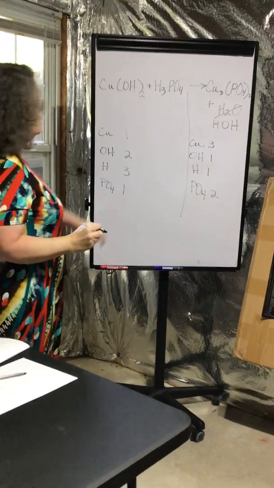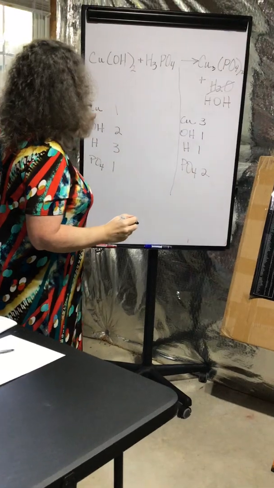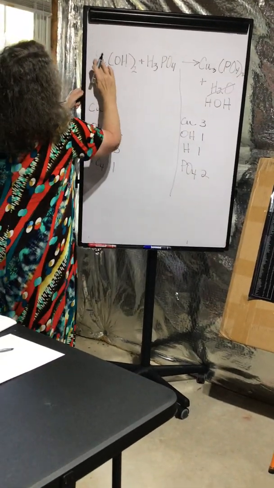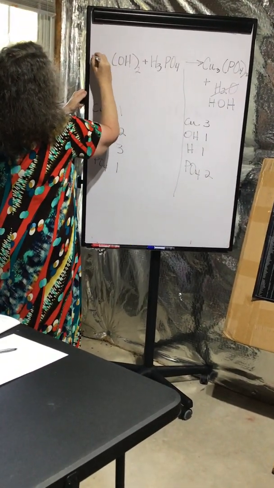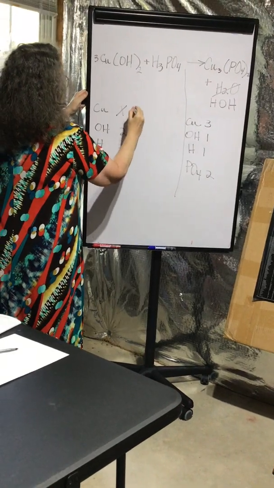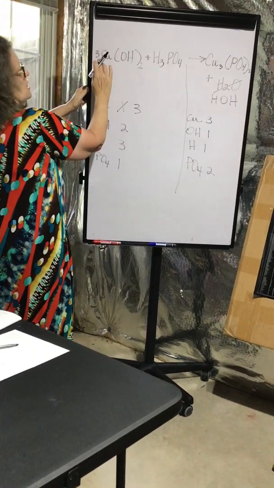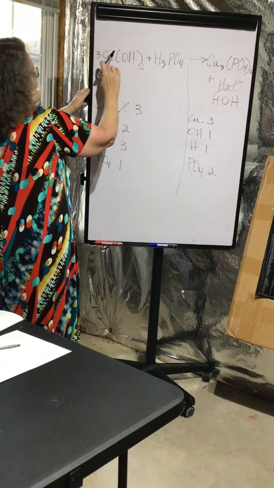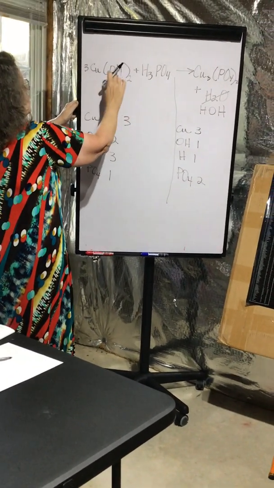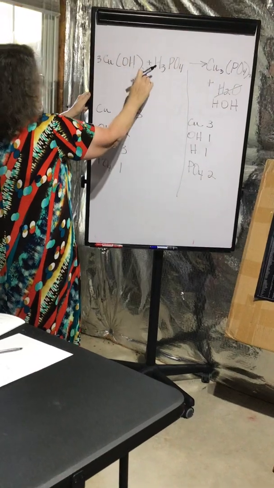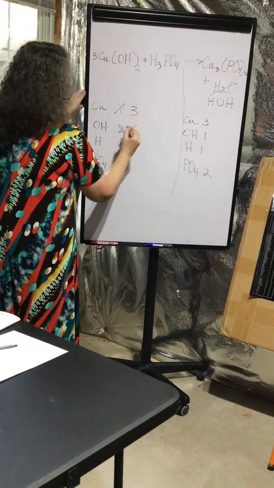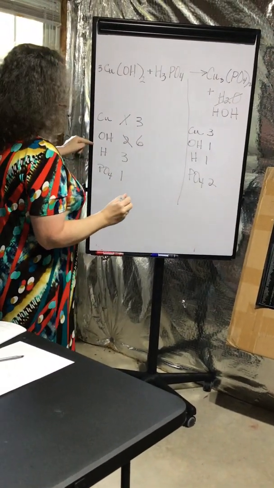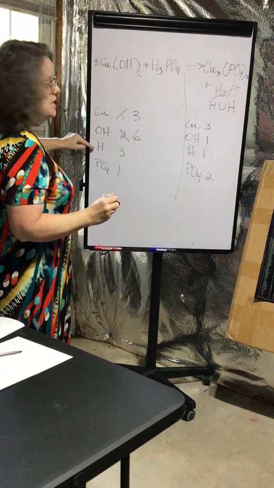First thing I'm going to do is, I have 3 copper, here I have 1. I'm going to move this over just a tiny bit. I'm going to put a 3 here. Now this coefficient 3 impacts the whole thing. So I have 3 copper. I had 2 OHs, now I have 3 times 2, 6 OHs, okay? Again, we're going to deal with these last.